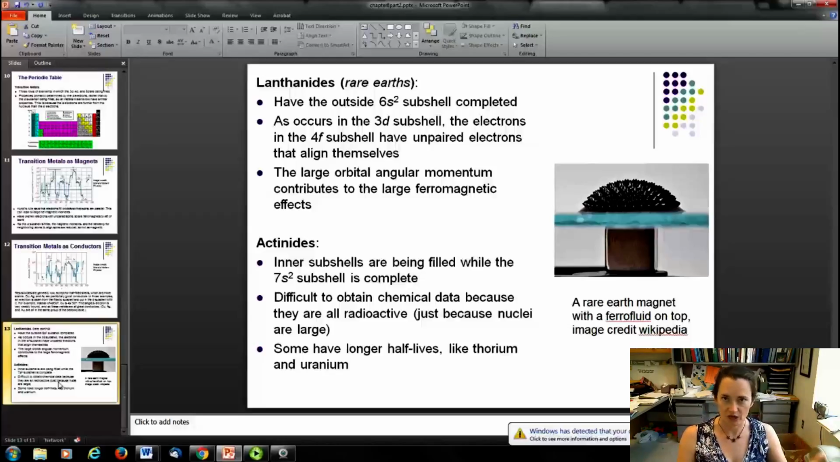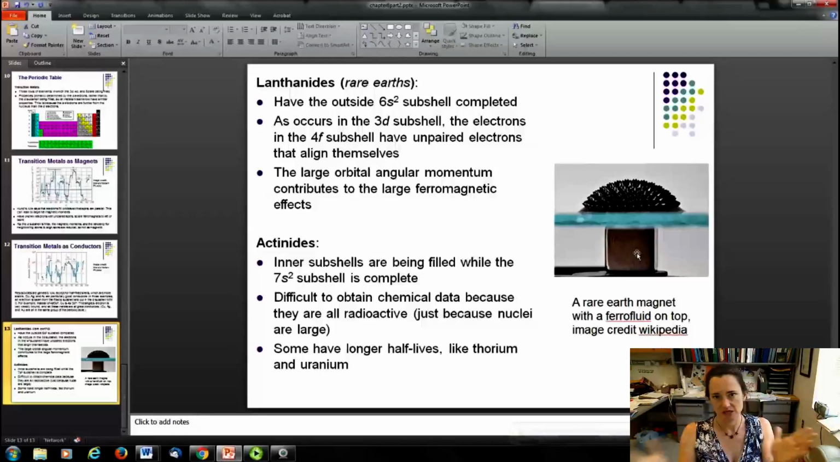You've probably heard of rare earth magnets. I show a picture here of a rare earth magnet with a ferrofluid on top, making a cool pattern showing the magnetic field. And you've probably seen things like that.